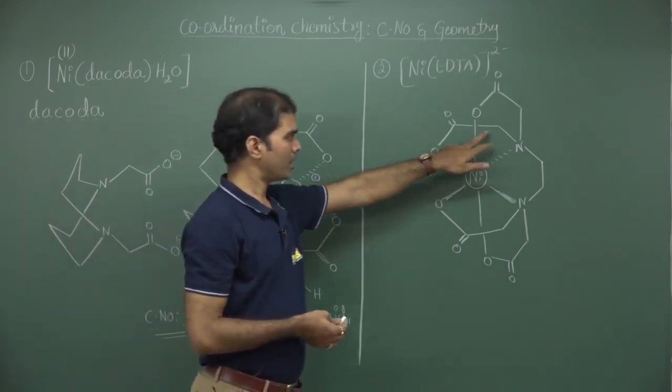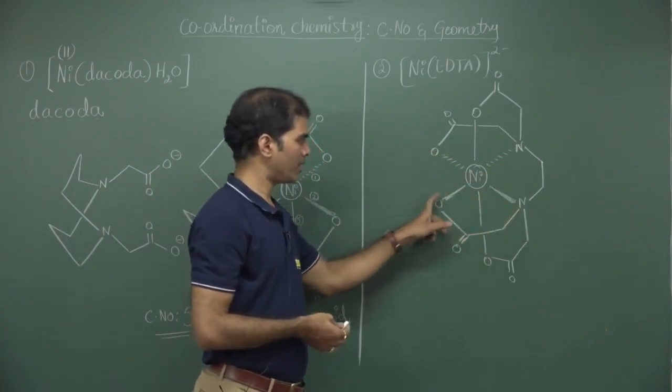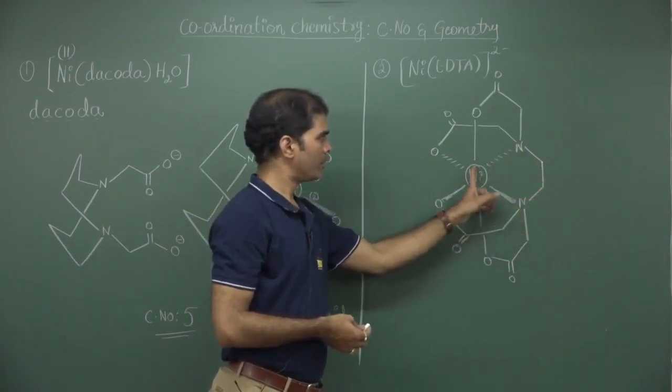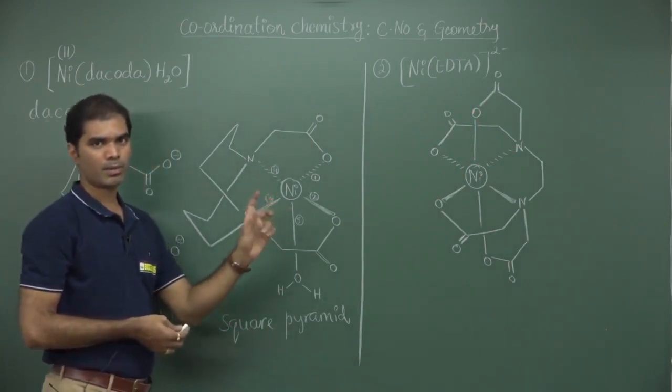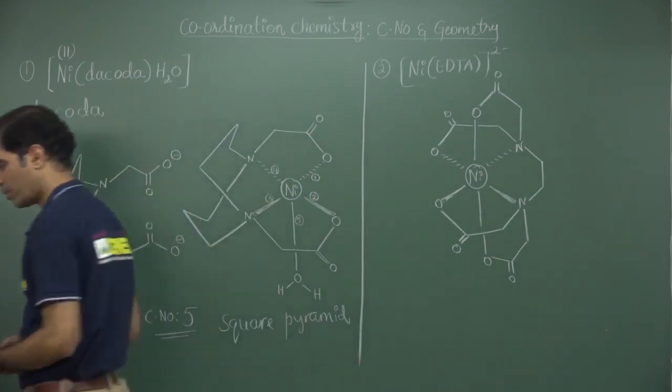How many chelate rings are being formed you can also calculate, and everywhere the ring size is found to be 5. 1, 2, 3, 4, 5. Whatever ring you choose, every chelate ring has a size of 5. That is nickel EDTA. Now let me choose one more unique structure.